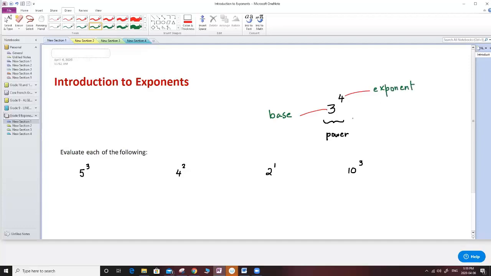So some people can read it as 3 exponent 4 or 3 to the power of 4. And 3 is the base, whatever is down is the base, and whatever is up, we call it the exponent.